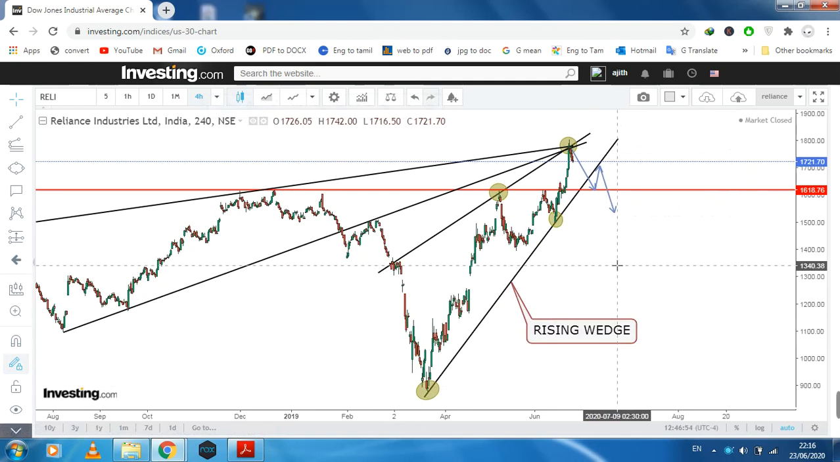Do you agree with my technical analysis? After that you can go for the trade, or you can get knowledge, education knowledge from this pattern. And there are so many possibilities for Reliance Industries to go down at the moment. First you can wait for the breakout from the rising wedge, and after that you can go for the trade.